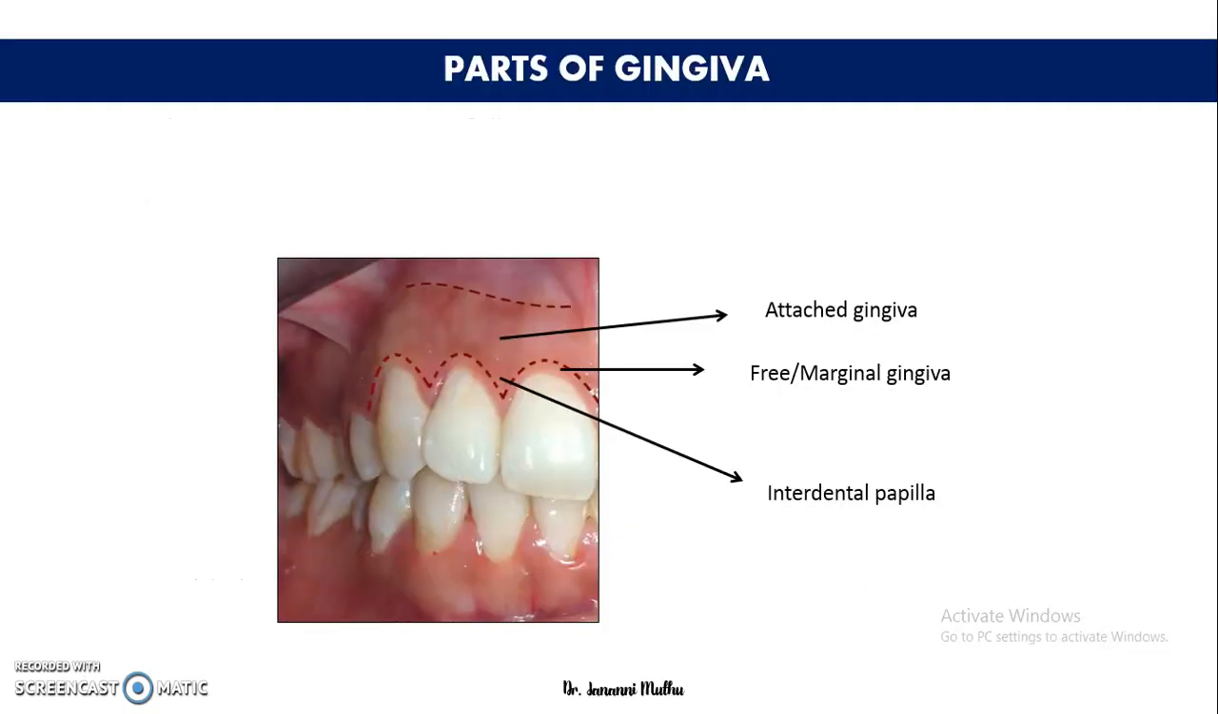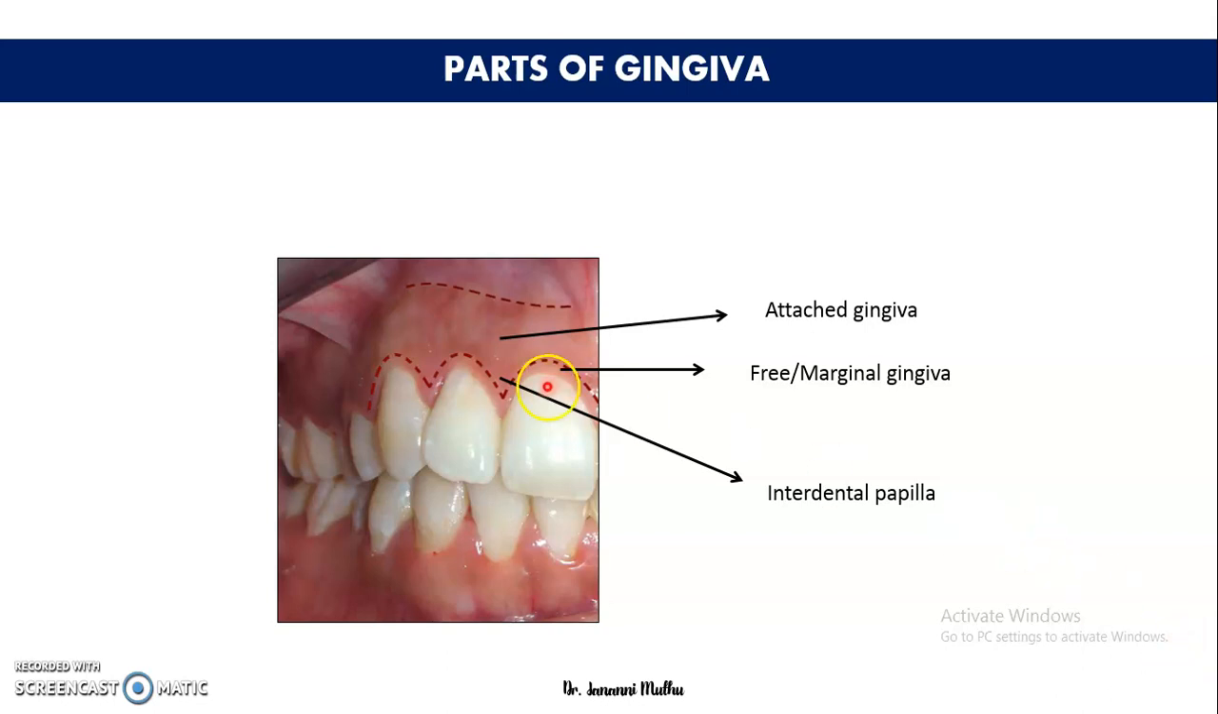Before learning how to record the findings, let's take a look at the parts of gingiva. This is very important as the findings are going to vary from part to part. The gingiva is anatomically divided into 3 parts: the marginal gingiva, attached gingiva and the interdental papilla.